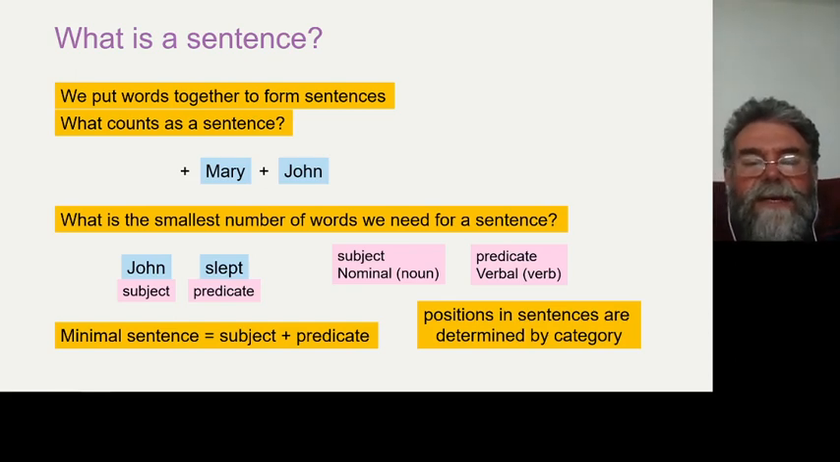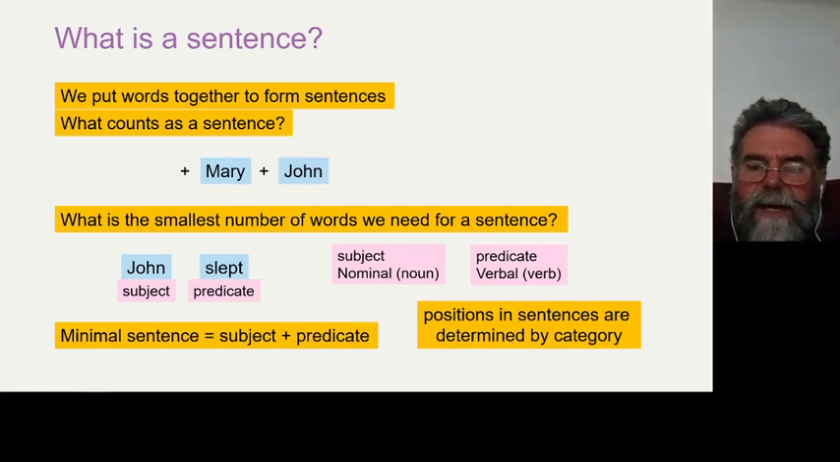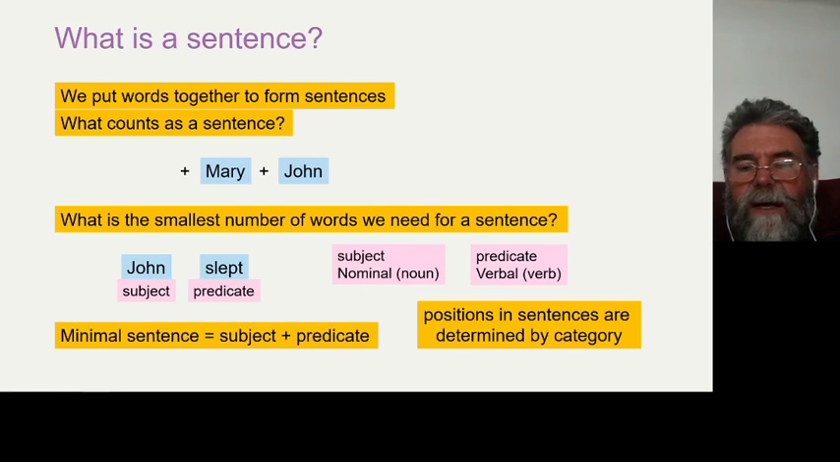Or another way of putting it, it's the category that determines the distribution of the words in the sentence, because sentences consist of certain positions which are reserved for certain categories. Nouns go in the subject position, which comes first. Verbs go in the predicate position, which is second. Okay, and essentially that is what categories are all about. Categories are simply groups of words which go into the same positions in sentences. Okay, a category is simply a group of words, or the property of a group of words, which allows them to be inserted into those positions.